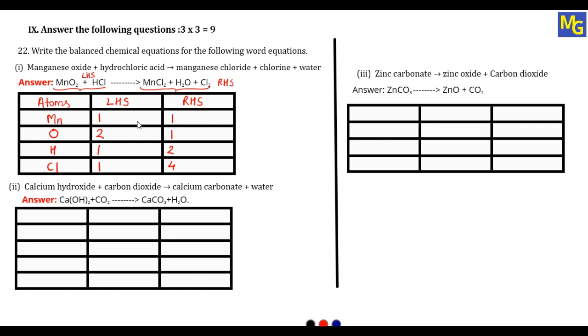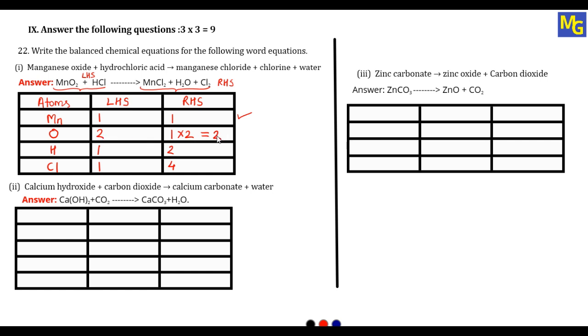Here if you see Mn, both the side it is balanced. And oxygen it is not balanced. Hydrogen also it is not balanced. And even Cl is not balanced. So this we have to start balancing. So Mn we will not balance because it is already balanced. We'll go for oxygen. So oxygen, if you see left hand side we have 2 oxygen, right hand side we have 1 oxygen. So we can convert this 1 into 2 by multiplying with 2. So 1 into 2 will be equal to 2. So like this we have done oxygen equal on left hand side as well as right hand side.